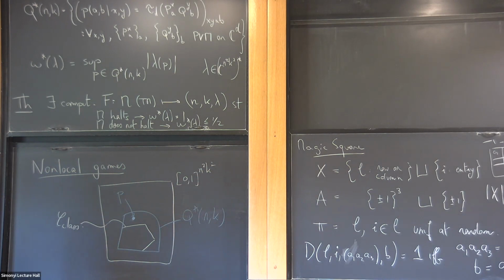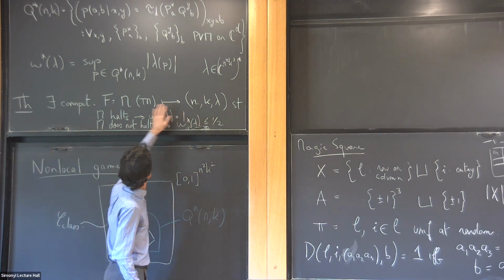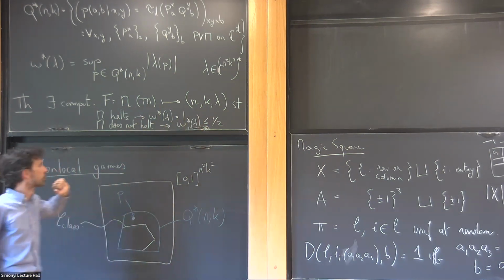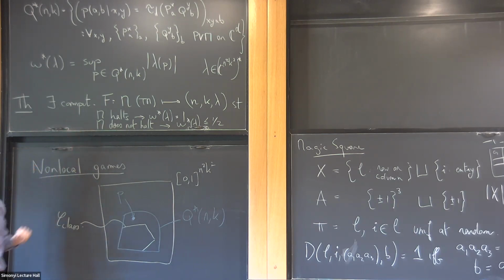Maybe just to tell you for a second where I'm coming from. What we're going to be doing next is trying to associate now not a linear function to a Turing machine, but a non-local game to a Turing machine, such that these statements hold.